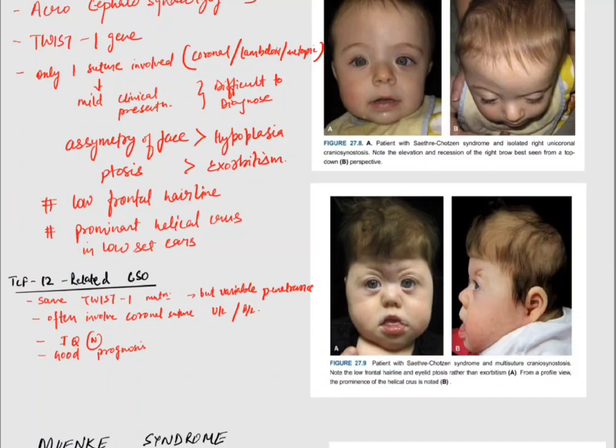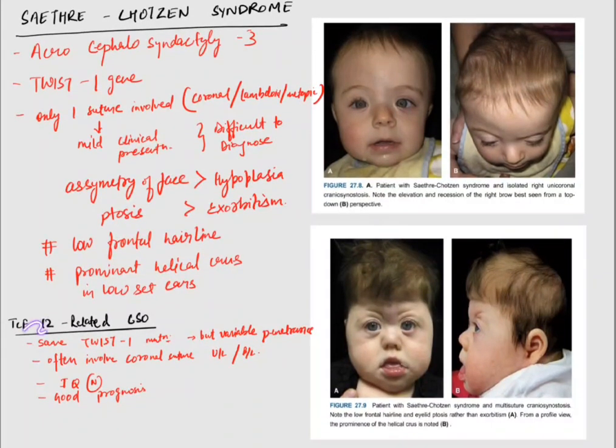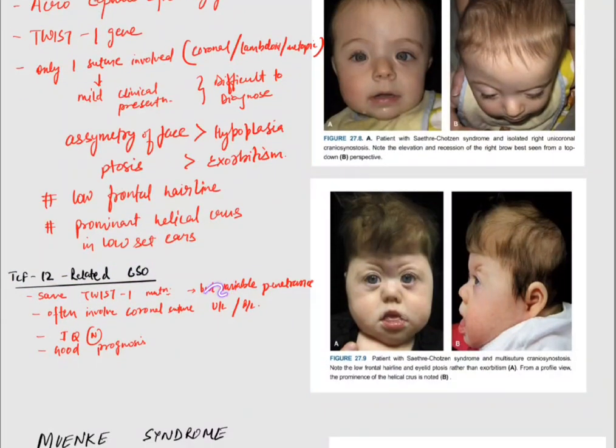Besides, similar to Chotzen syndrome, there is TCF12 related craniosynostosis. Here also there is a TWIST1 gene mutation, but the penetrance is very variable and often involves the coronal sutures, either unilateral or bilateral. IQ is normal and prognosis is good. It is a very rare condition.